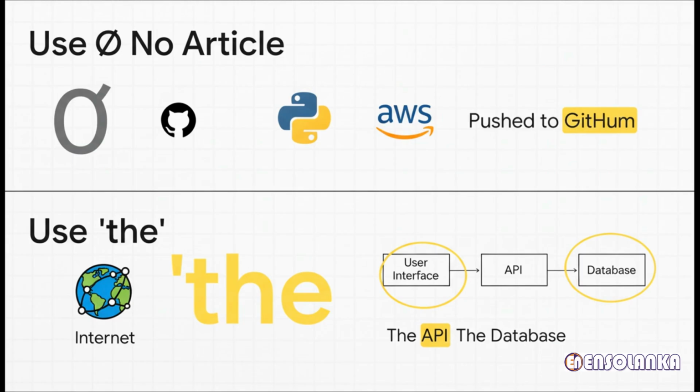The same logic works for articles and names. For most platforms and services, you don't use an article. You just say, I push the code to GitHub, not to the GitHub. Simple. But you do use the for unique entities like the internet. And this is important when you're talking about a specific part of your system, like the API or the database.